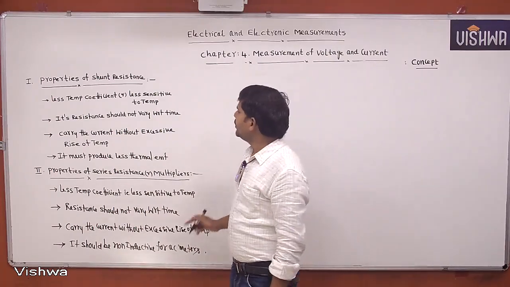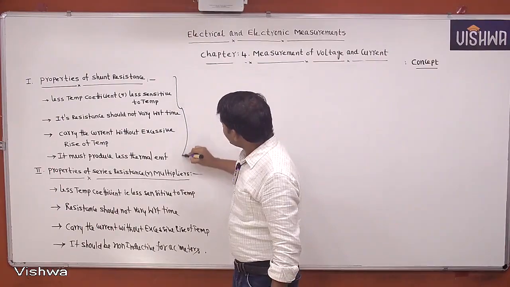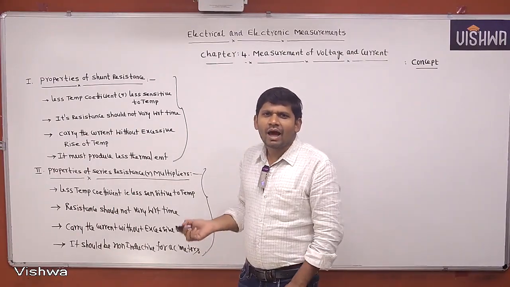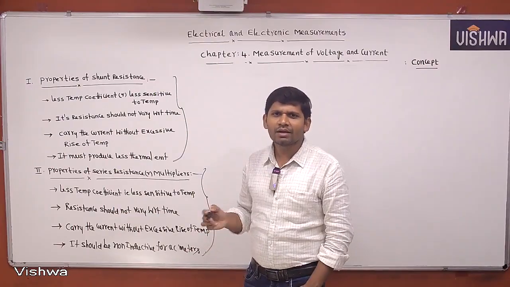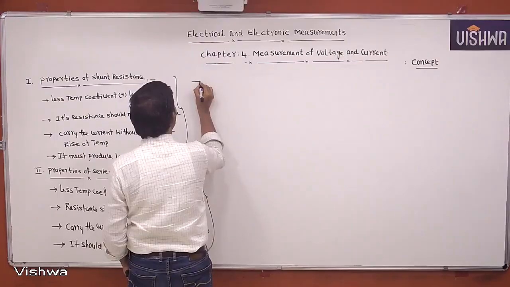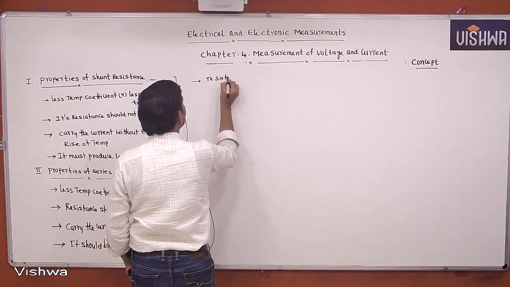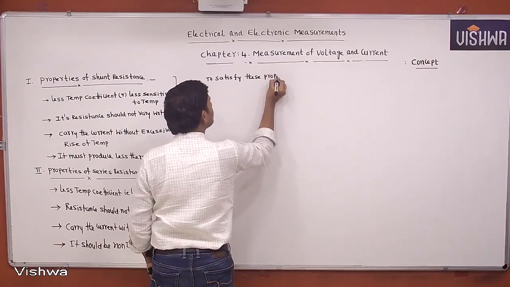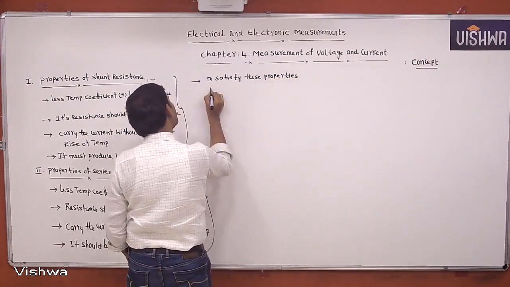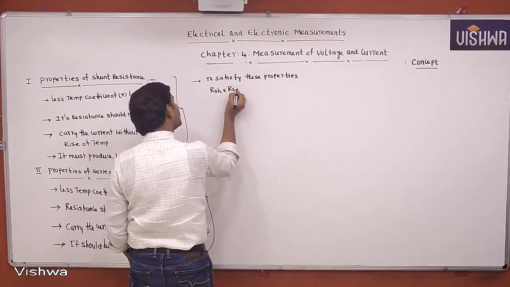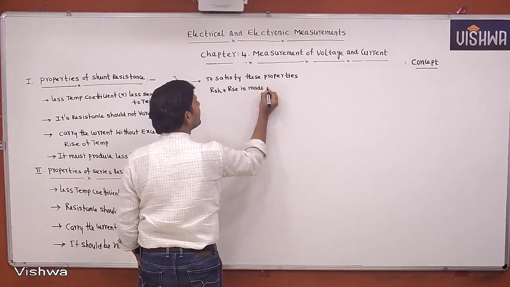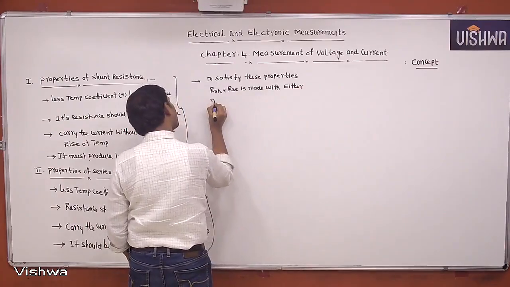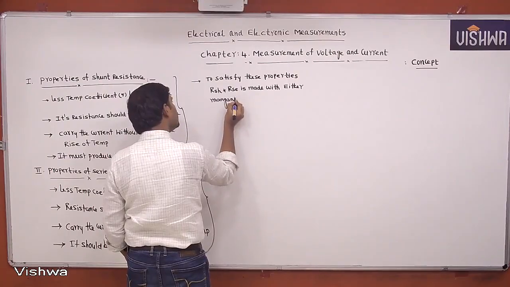But the point to remember: to satisfy all these properties, in general, RSH and RSC are made with either manganin or constantan.